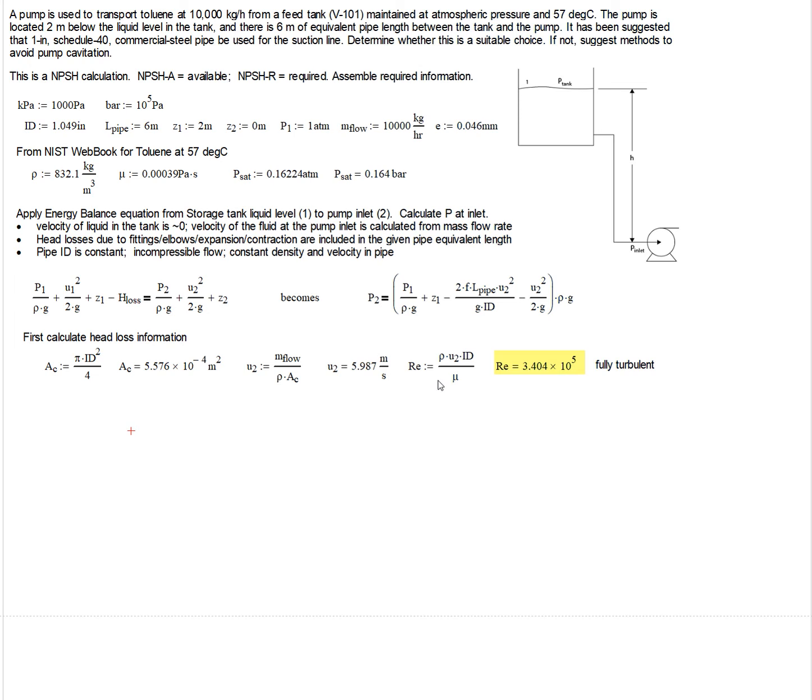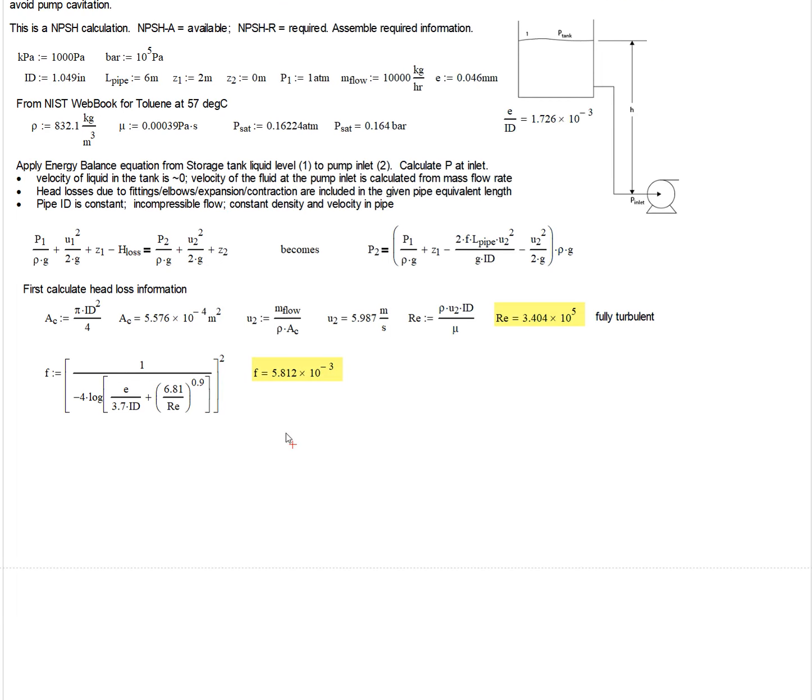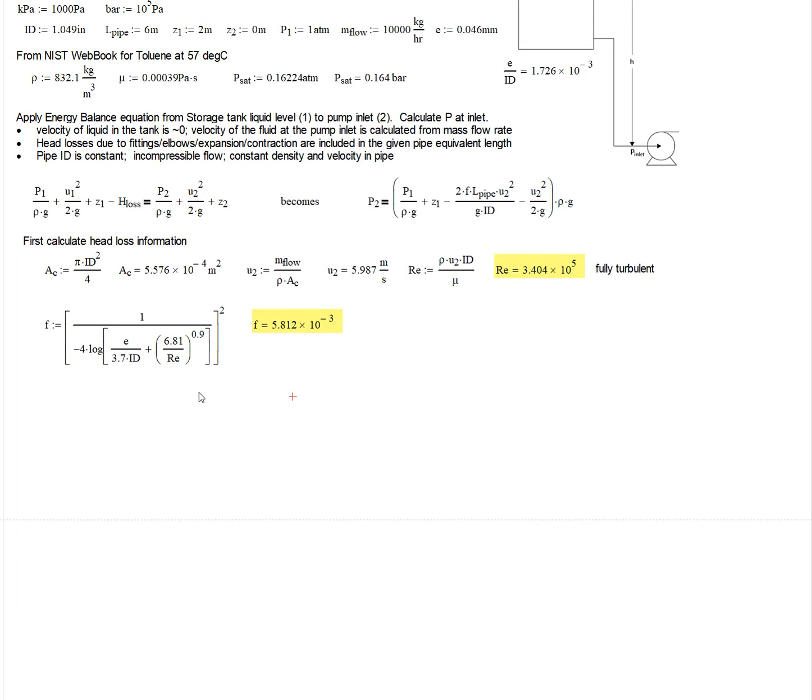If we plug that into our Reynolds number along with the properties of toluene at 57 degrees C, you see we get a Reynolds number of 3.4 times 10 to the 5th, which is fully turbulent. We can then calculate the friction factor. The friction factor in this equation, because we know the Reynolds number, it's fully turbulent. Our friction factor is 5.8 times 10 to the minus 3. And remember, this is the Fanning friction factor. We're dealing with chemical engineering applications, so we'll use the Fanning friction factor. And then from there, we know everything else.